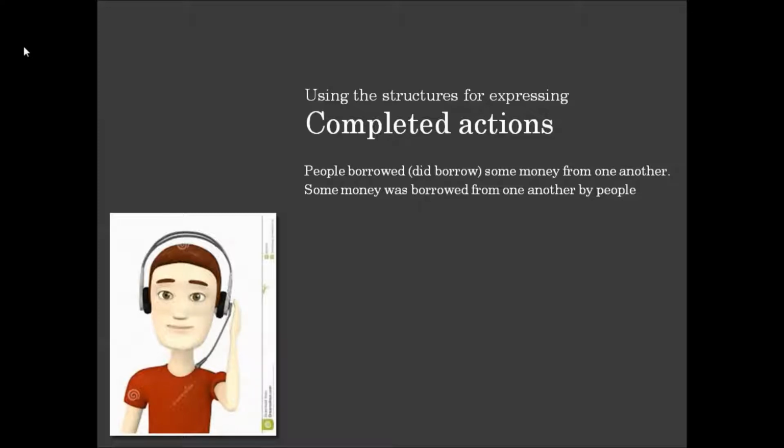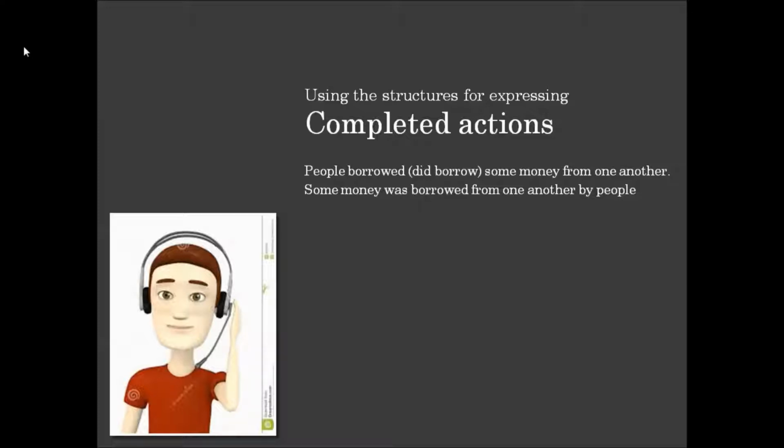Now see this example: people borrowed some money from one another. As per the structure, the sentence will be how? People did borrow some money from one another. But as I told you earlier too, we can drop this do, does, did from the positive sentence. Here it is a positive sentence. So we can drop this did, and if we drop the did, then borrow must be added with ed because we have to make it second form. So people borrowed some money from one another equals people did borrow some money from one another.